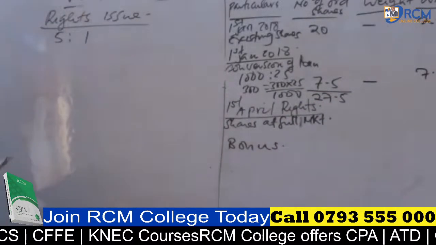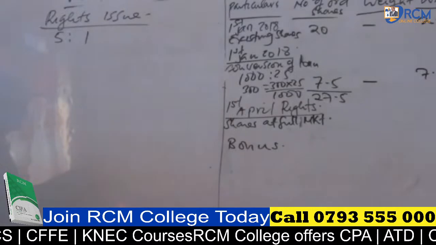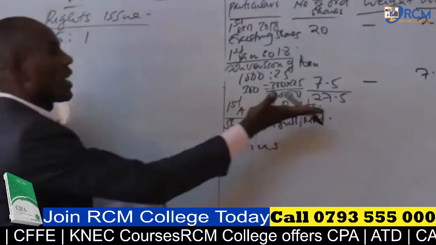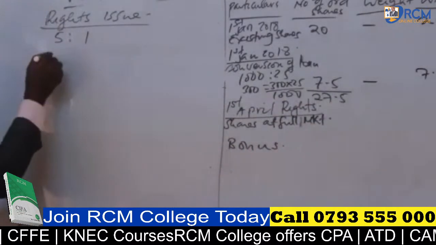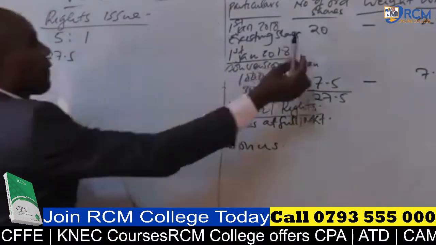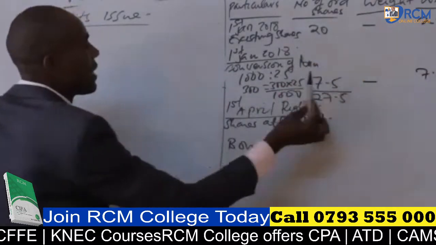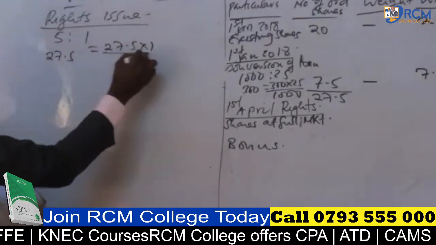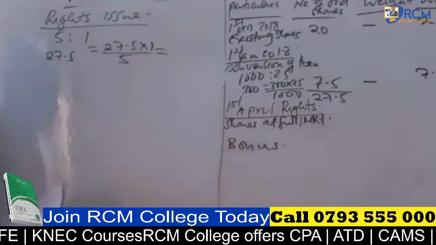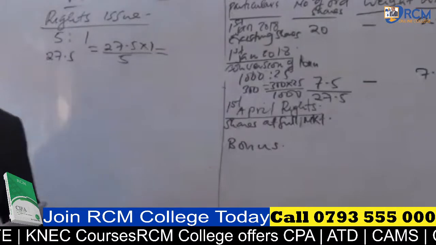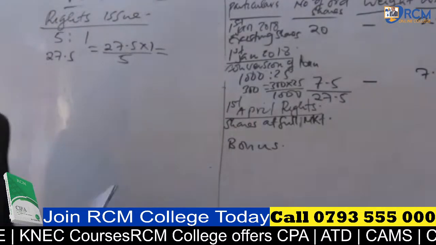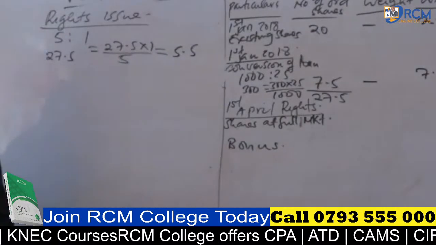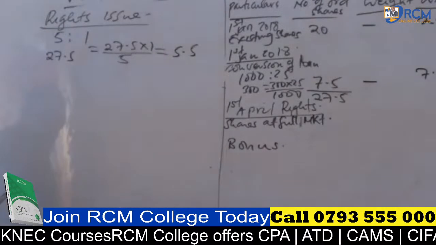Those are the shares I have outstanding as at 1st January 2018. Therefore, if I'm to issue the rights issue, I base on the shares I have here. 27.5 is the addition of 20 plus 7.5. Therefore, it will be 27.5 times 1 divided by 5. How many new shares do I have? 5.5. Thank you very much.